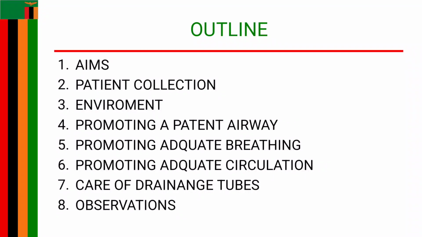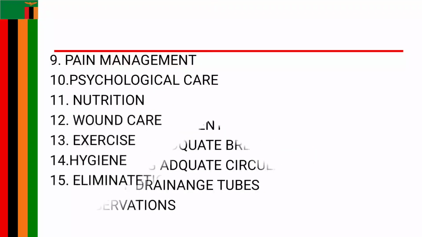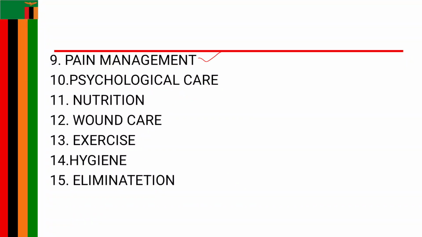In terms of post-operative care, we will look at the following outline. The post-operative care, you need to look at the aims. From there, you talk about patient collection, the environment, promoting a patent airway. You talk about promoting adequate breathing, promoting adequate circulation, care of drainage tubes, observations. Then from there, of course, you talk about pain management, psychological care, nutrition, wound care, exercise, hygiene, and the last heading is elimination. So we'll go straight to look at the details of this particular management.